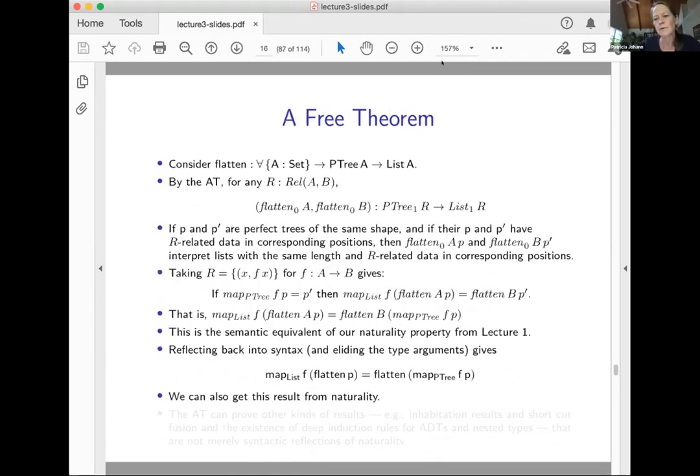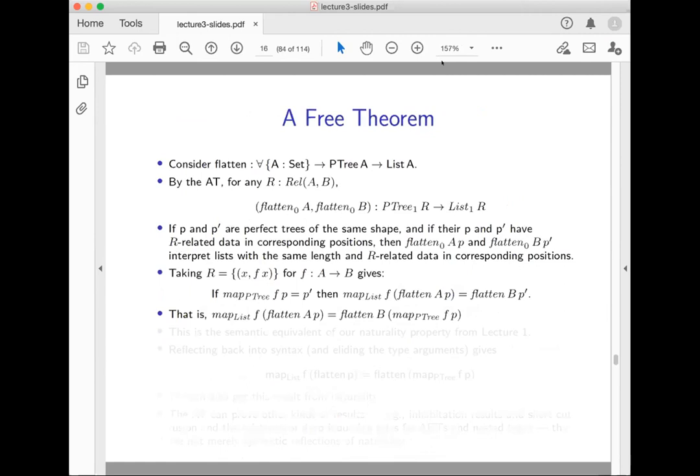No, because remember we were always very careful to make sure that our data types had underlying functors, and that is precisely to make sure that they have maps, right? So we've set up our data types in such a way that we don't have any of the kind of contravariance that would cause a problem. Thanks.